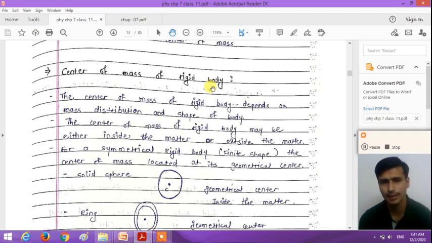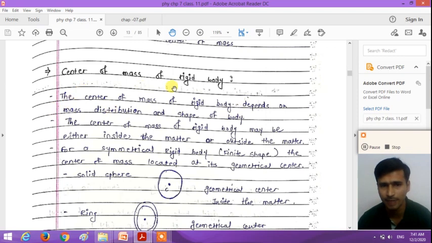And the center of mass of the rigid body depends on the mass distribution in the rigid body and the shape of the rigid body. So this point is very important. Each and every line of this point is important for the 1 mark question, for the MCQ. So you have to take care about that.